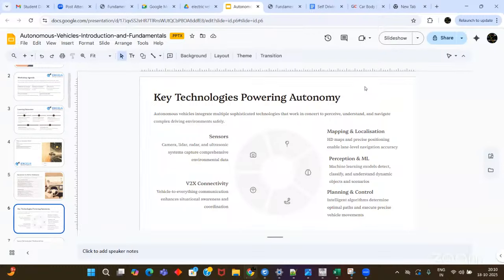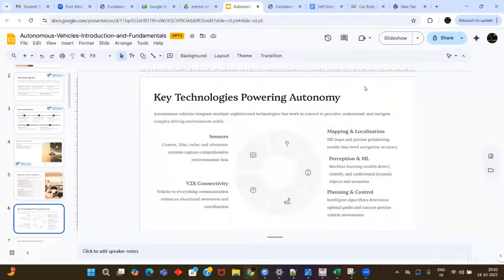Now comes planning and control. Planning and control is very important because it helps you take decisions in a wiser manner when you want to move from point A to point B. Intelligent algorithms determine optimal paths and execute precise vehicle movements. Precise vehicle movements are done only by a proper intelligent algorithm that determines the optimal path and executes them. These become key technologies powering autonomy.